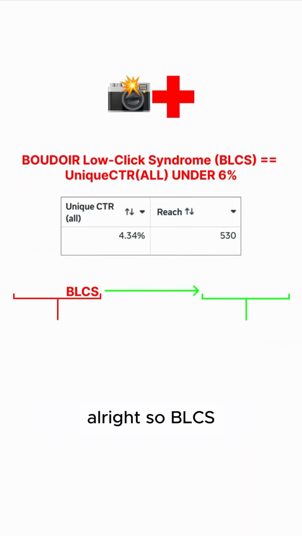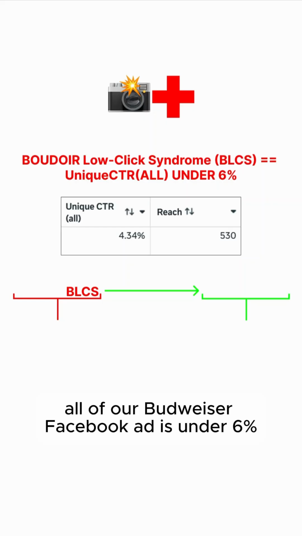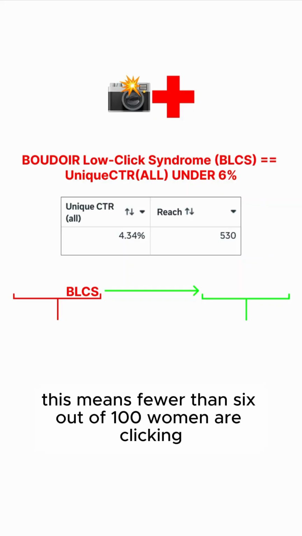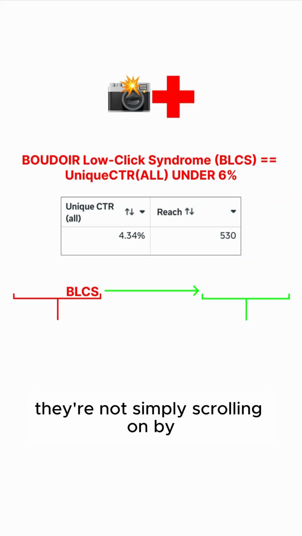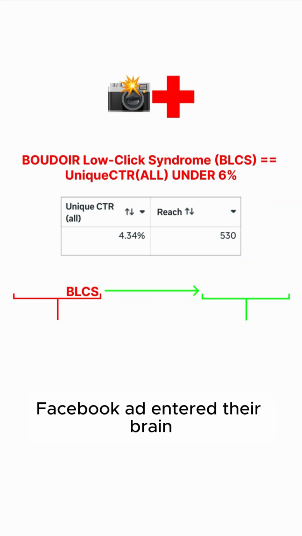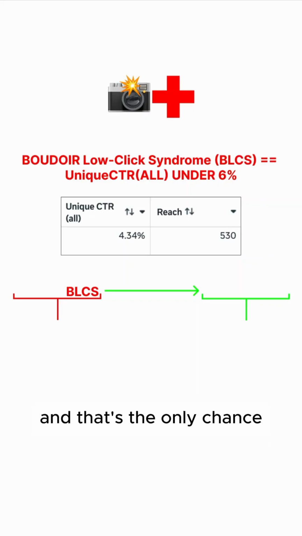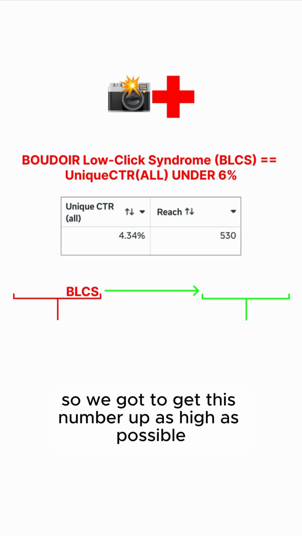BLCS, aka Boudoir low click syndrome, is when the unique CTR of our Boudoir Facebook ad is under 6%. This means fewer than 6 out of 100 women are clicking anywhere in our Boudoir Facebook ad, aka they're not simply scrolling on by. We care about the number of women that click anywhere on our ad because then we know our Boudoir Facebook ad entered their brain, and that's the only time their chance of buying from us is greater than 0%. So we gotta get this number up as high as possible.